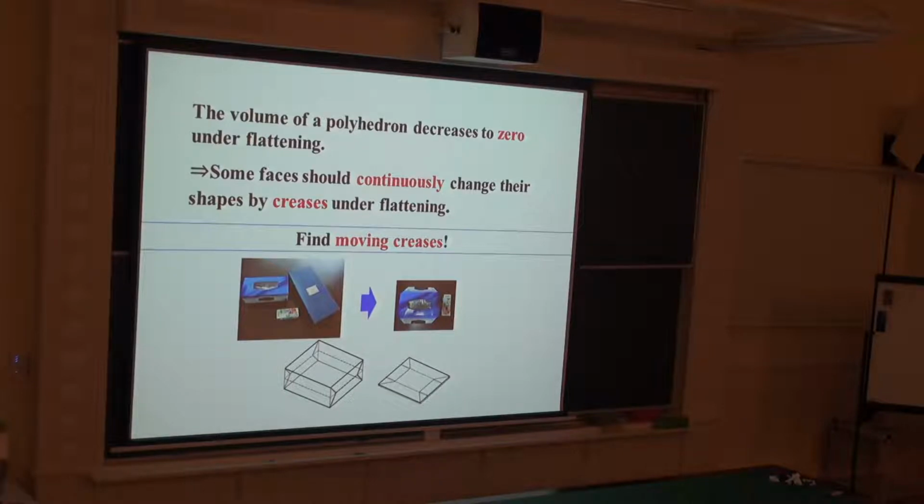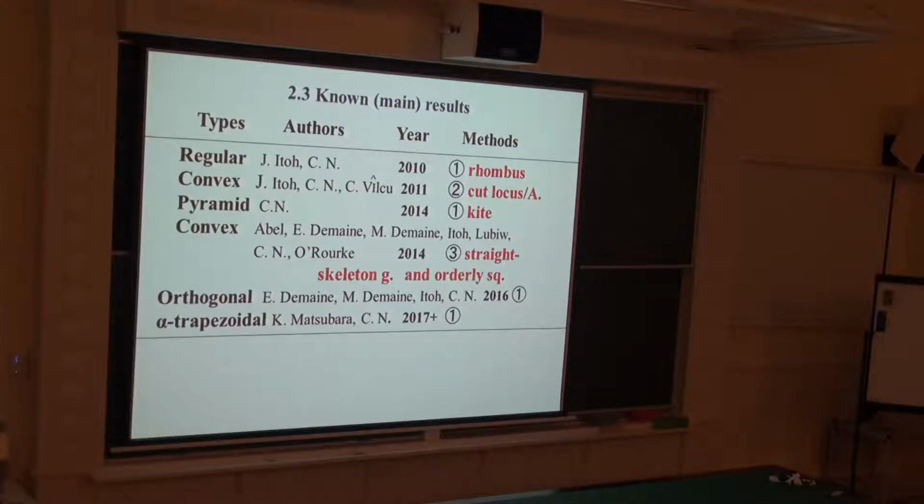Now, the volume of a polyhedron decreases to 0 under flattening. To do this, some of the faces should continuously change their shapes by creases under flattening. It's necessary. So we call those creases moving creases. The problem is to find moving creases from the box to here. Somewhere we have to change the shape of a face. This is the problem.